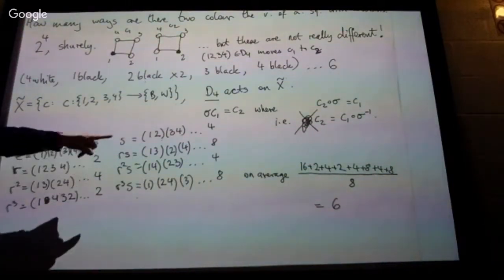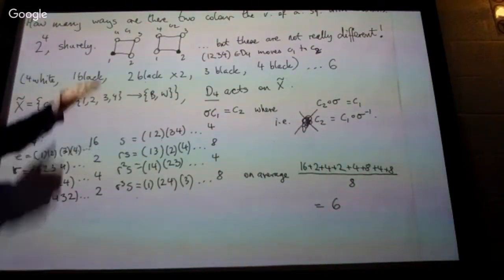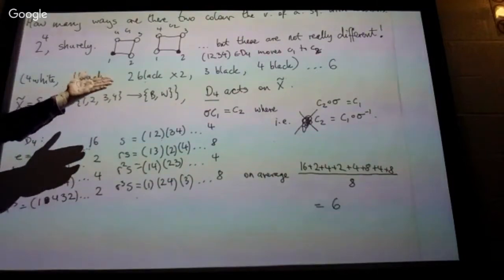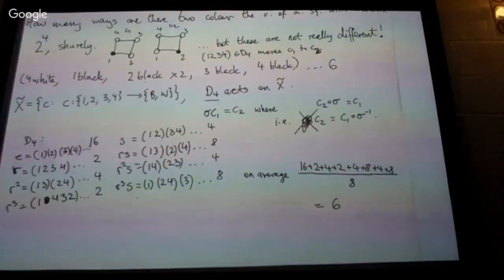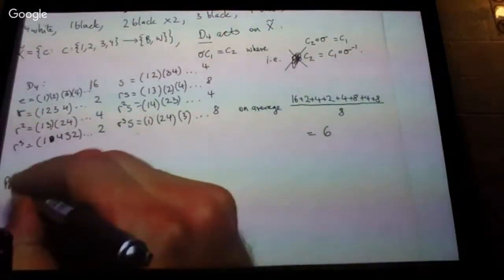Okay, so we've calculated that the average number of fixed points is 6, which is indeed the number of orbits that we did by hand there. And the thing that we've been observing doing this is a proposition.